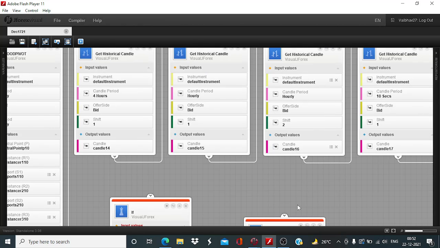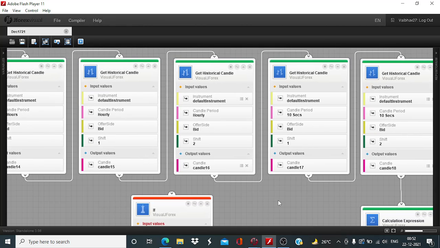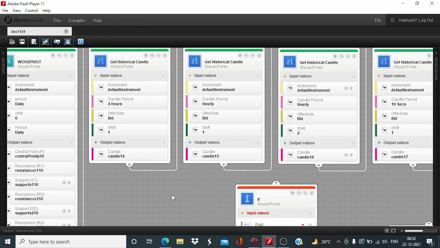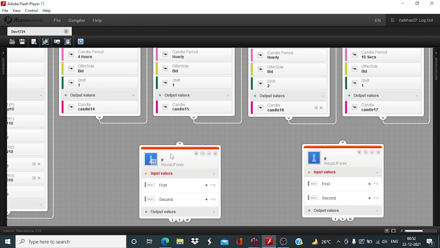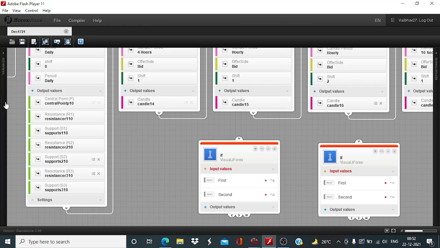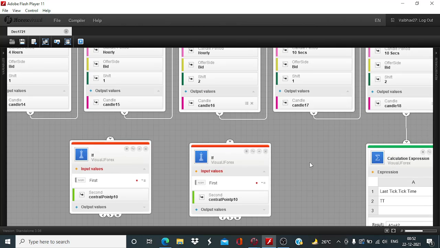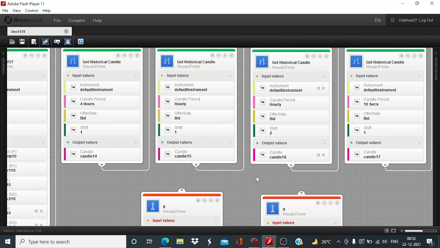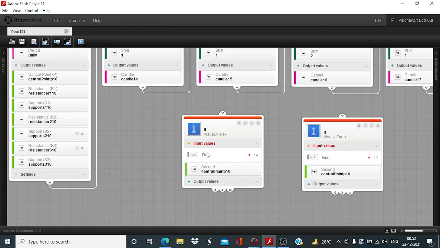So we look at the price action data, and as I said, the last hourly candle close value will need to be compared with the central point, and also the penultimate hour's closing value will also need to be compared with the central point. So central point P10 will be our common input in both of these blocks, and then we compare it to the candle 15 candle close and candle 16 candle close. Candle 15 candle close will need to have been greater.